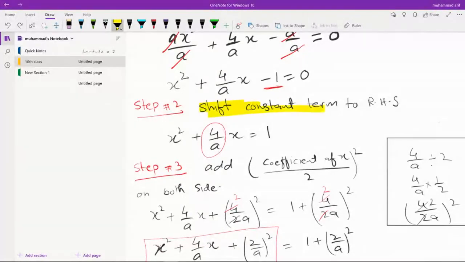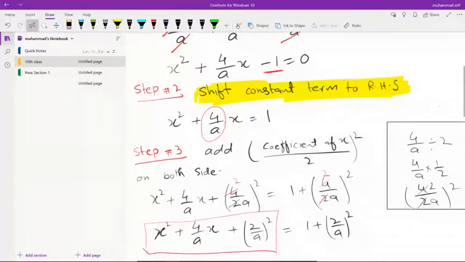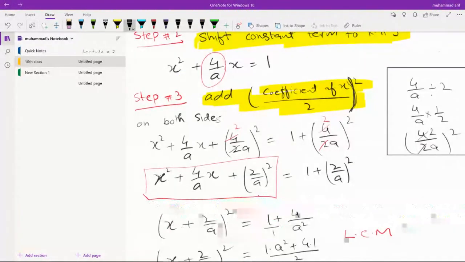What is step number 2? Step number 2, shift constant term to right hand side. What is constant term? Minus 1. We shift minus 1 to right hand side, it becomes plus 1. And what is step number 3? Add coefficient of x by 2 whole square on both sides.